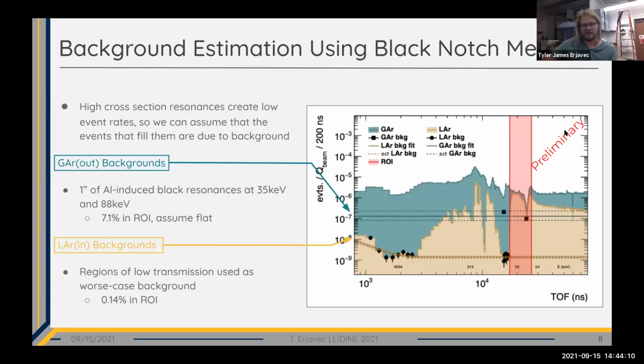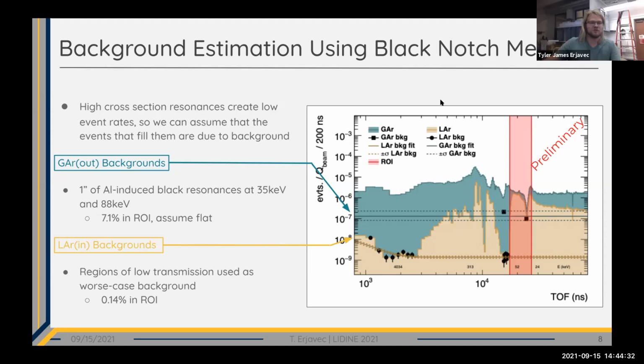Okay, so how we estimate the backgrounds is we essentially use the black notch method. If you have a high cross-section resonance, this creates a valley of low event rates. So we can assume that any events that fill at the bottom of that valley are due to background.